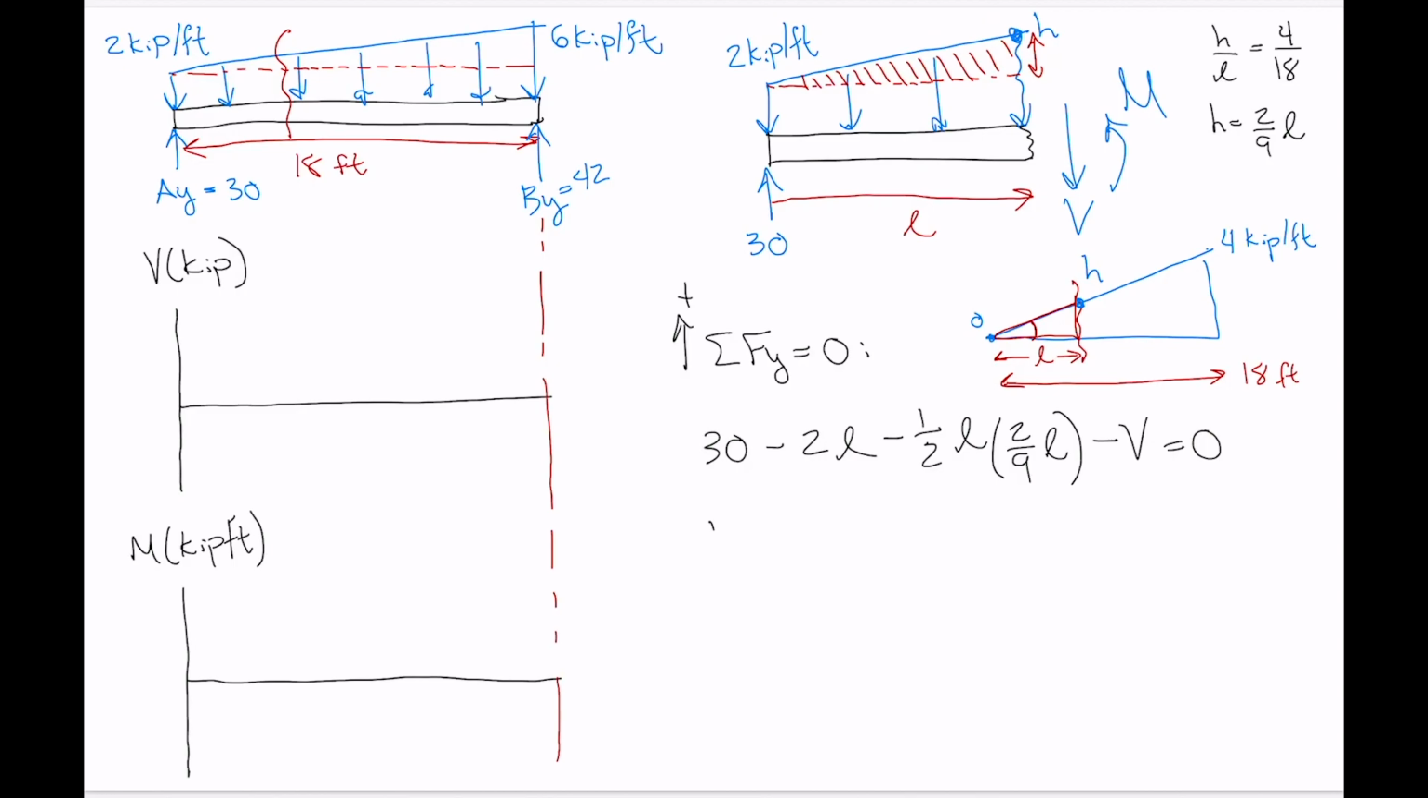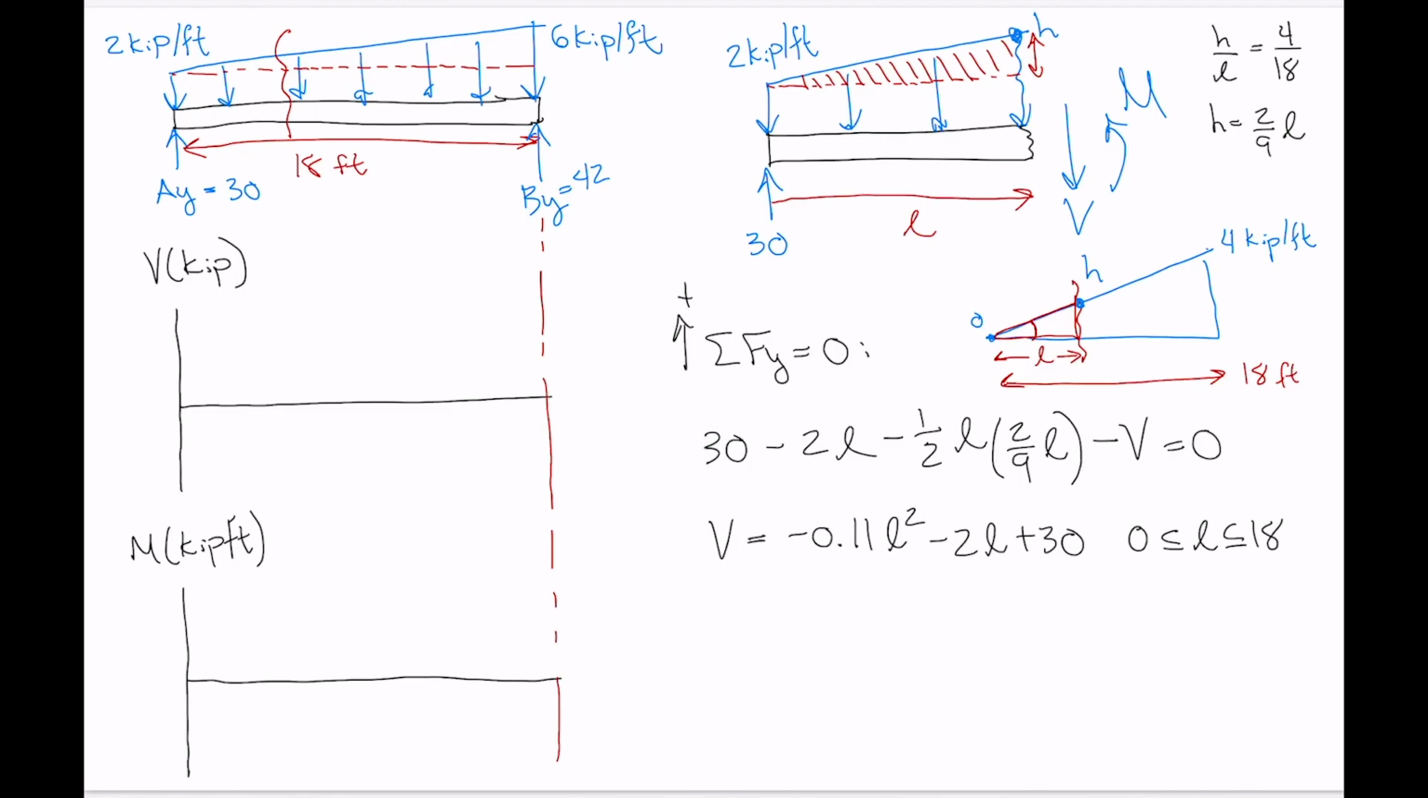So tidying that up a bit gives us an equation for shear of minus 0.11 L squared minus 2L plus 30. And that's good for any position within the beam. So this is good all the way from 0 to 18 feet.